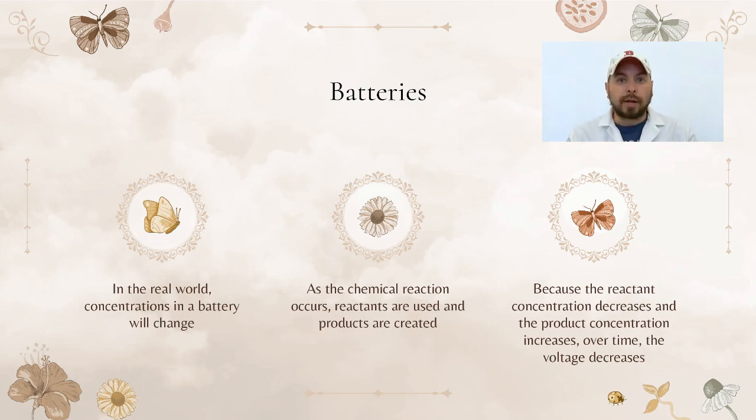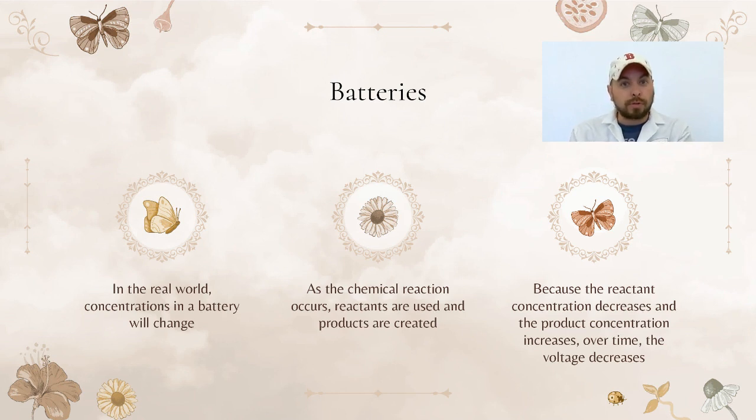Think about it this way. As a chemical reaction happens, we are using reactants and we're creating products. Because we're using reactants and we're creating products, we're constantly decreasing the amount of reactants and increasing the amount of products. So what's going to happen to the voltage over time? Over time, the voltage is going to continually decrease down and down and down closer to zero.